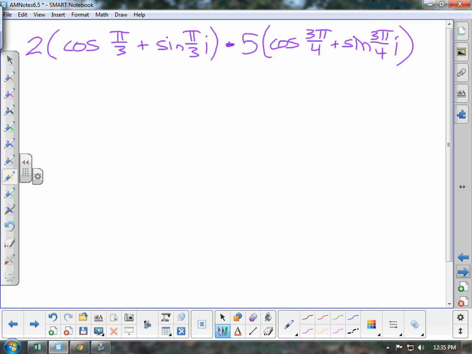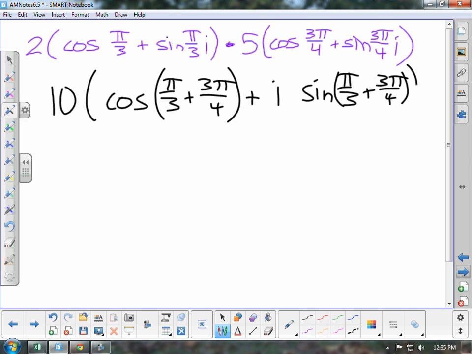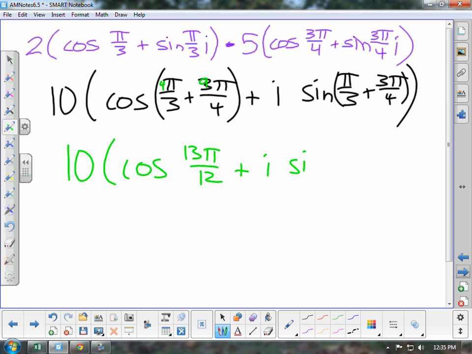So here's an example. You would have 2 times 5, which is 10, and then you would say cosine of pi over 3 plus 3 pi over 4 plus i sine of pi over 3 plus 3 pi over 4. And so then 10 cosine, and let's see, we need a common denominator of 12, and that would be 4, and that would be 9, so 13 pi over 12 plus i sine 13 pi over 12. And there you have the trig form.